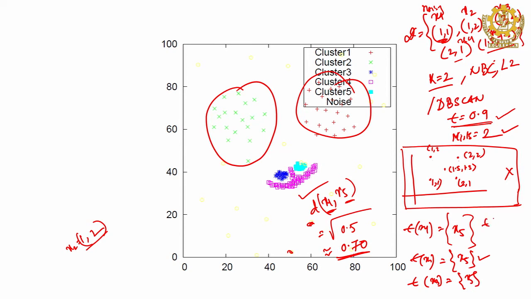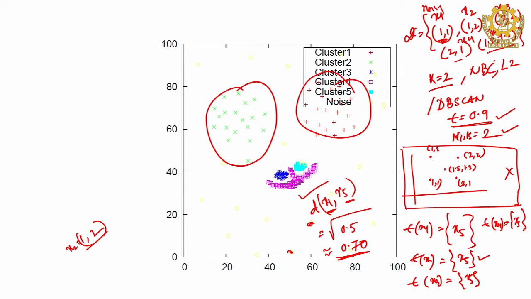Then you go to the point x4, which is (2,1). It will have the same fate, only the distance with x5 will be 0.7, which is lesser than epsilon. So all points except x5 have only one point within their neighborhood. Therefore, all these points will be temporarily noisy points.